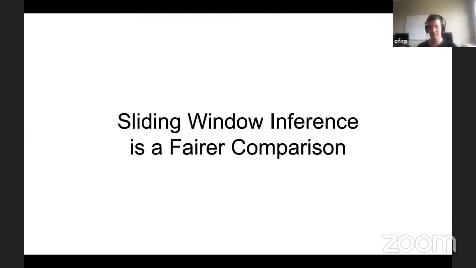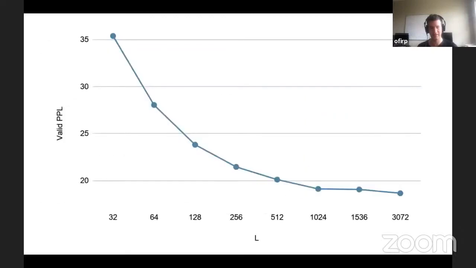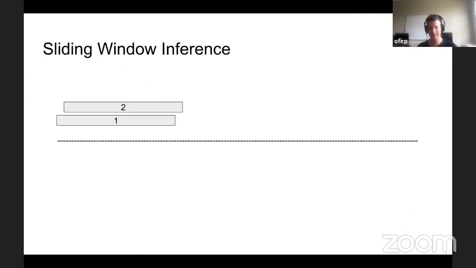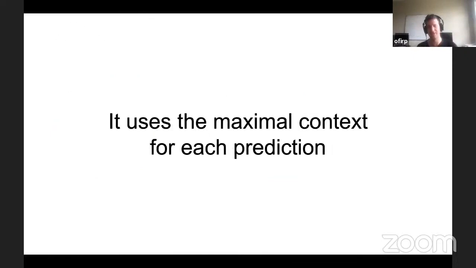And so one of the reasons why in this chart, these models do so badly, and the difference between the 1,000 and the 3,000 here is really significant, might not be because this model is actually weaker. It's just because it's getting less context for each of its predictions. So when you slide this window across, it's just a much fairer and better comparison.